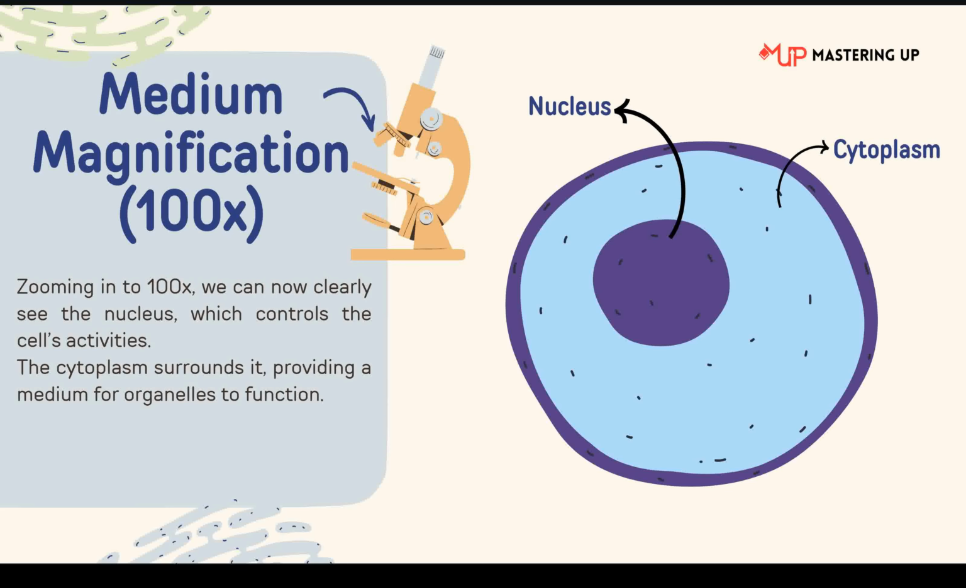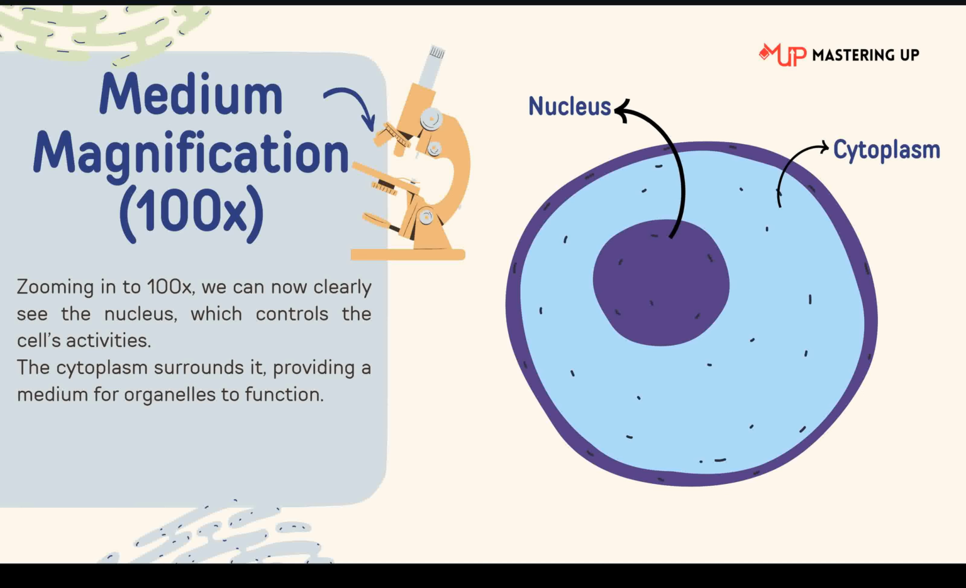Medium magnification, 100x. Zooming in at 100x magnification, we can now observe the nucleus and the surrounding cytoplasm. The nucleus is the control center of the cell. It contains DNA, the genetic material that governs cell growth, division, and function. Inside the nucleus is the nucleolus, where ribosomes are made, which play a crucial role in protein synthesis. The nucleus regulates gene expression, ensuring that proteins are produced at the right time and in the right amount.